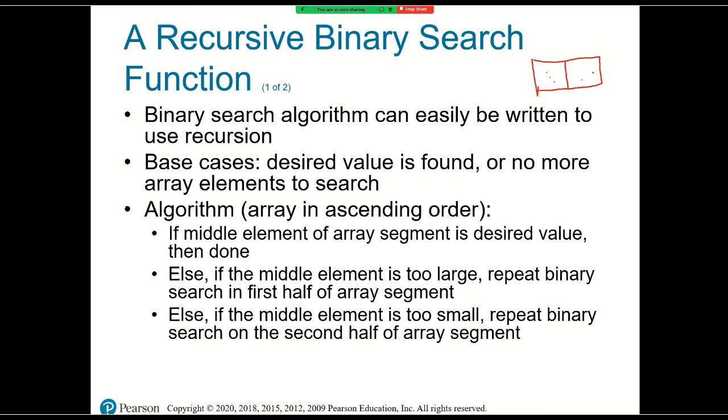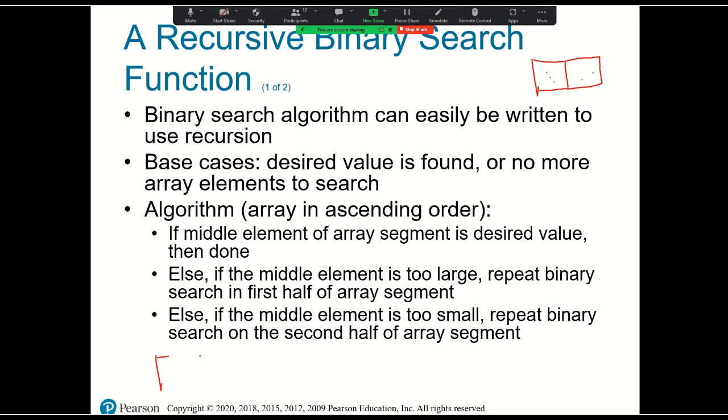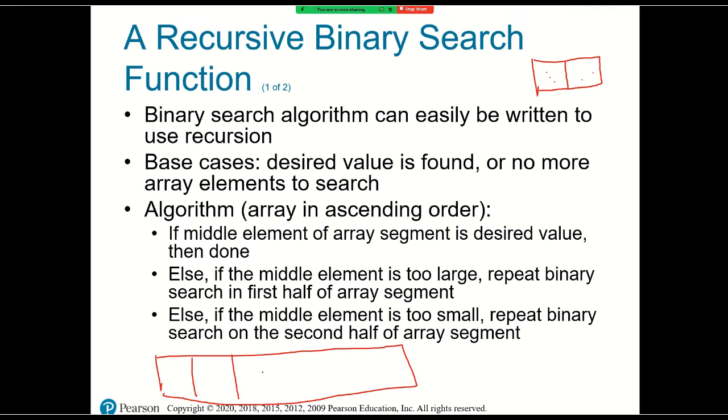Now, if the middle element of the array segment is the desired value, then it is done. So in the binary search, you have an array with a number of elements. Let's not talk about nodes, let's talk about elements. Let us say it has 1, 2, 3, 4, 5, 6, 7. So the middle node can be the fourth node. You can think about it like that. Then if it is the desired value, then you are done.